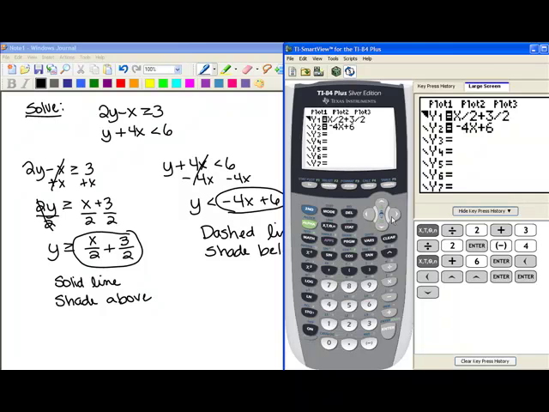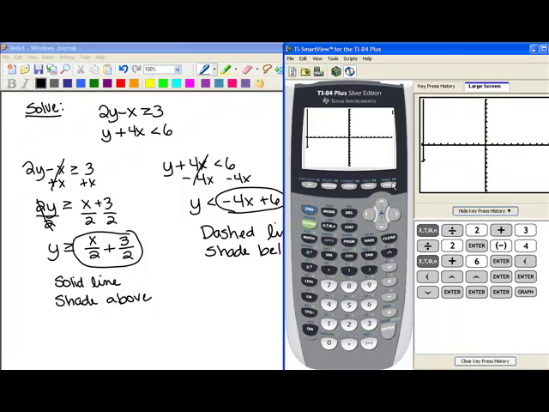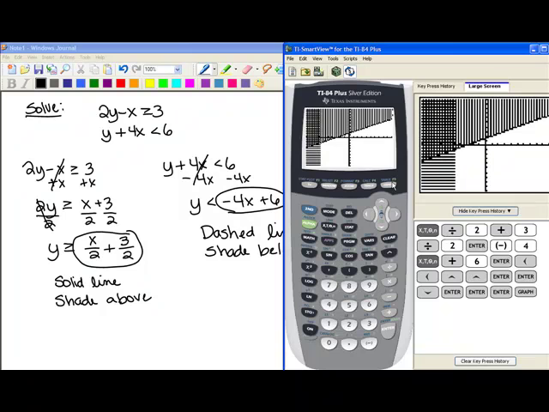Now I'll press down, and I'll tell the calculator to shade this other equation below. Notice where my cursor is. I'm going to press enter, and press enter again, and one more time. Now this triangle means that we're shading below the line. Now I'm going to hit graph next, and you'll see how the calculator shades.